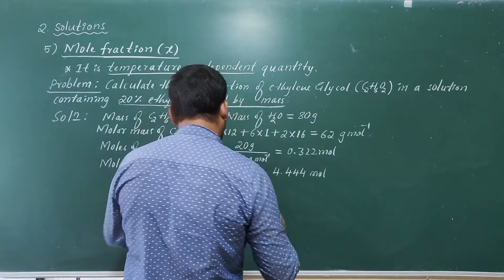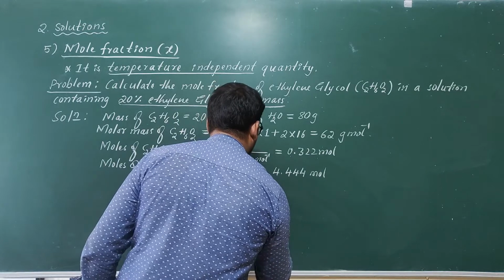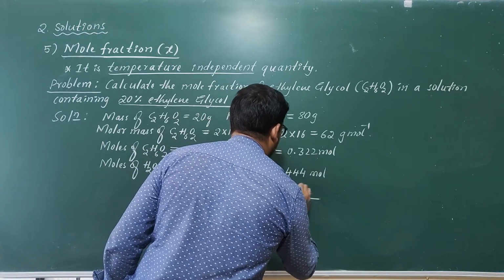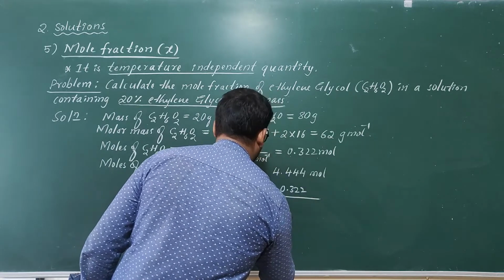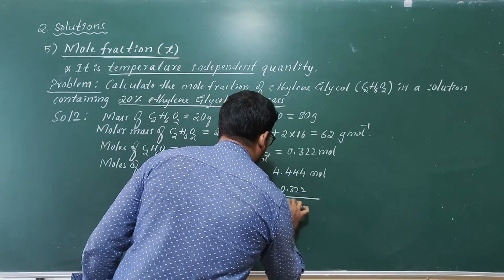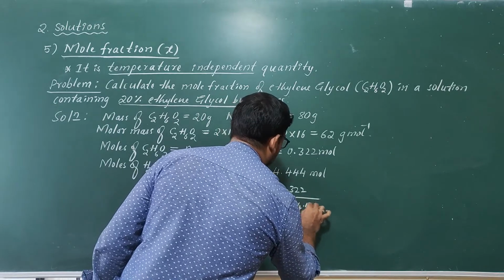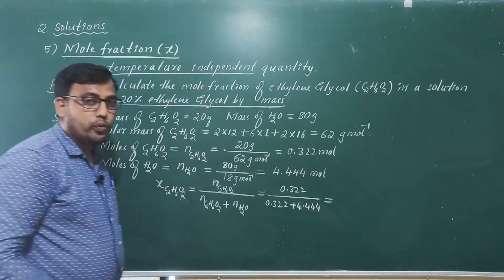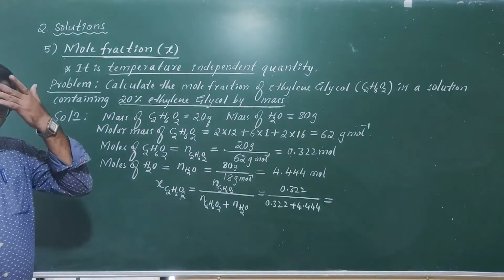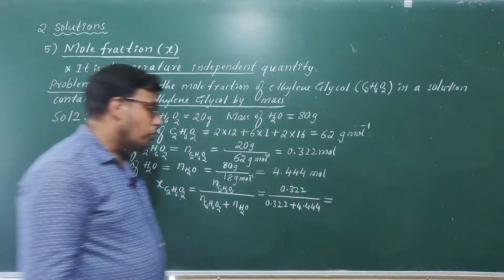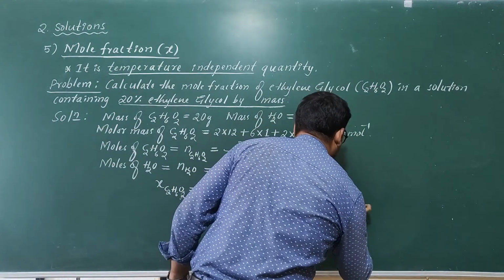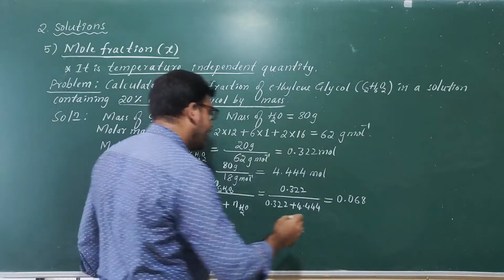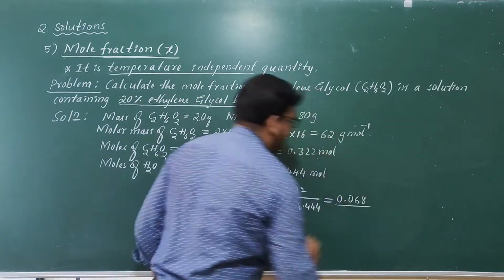So what is the number of moles of ethylene glycol? It is 0.322, divided by 0.322 plus 4.444. If you solve this one you will get 0.068. So this is the value of the mole fraction.